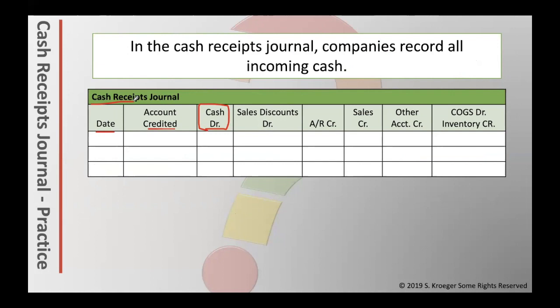If we are receiving cash, cash gets a debit. Therefore, this one always needs to be used. If for some reason you're not using this column when doing an entry, it means you're using the wrong journal.